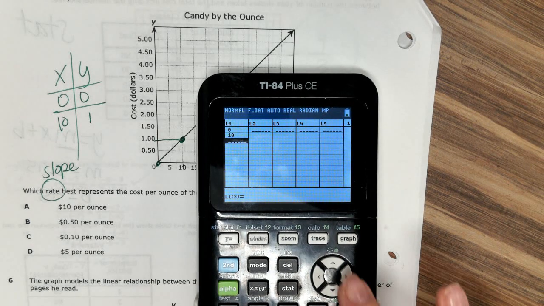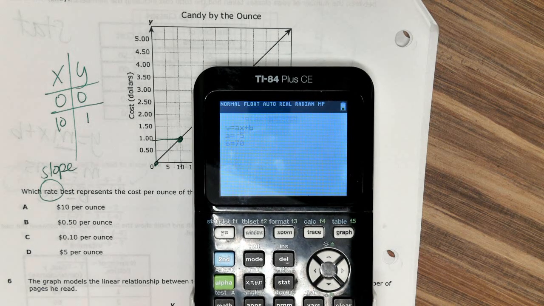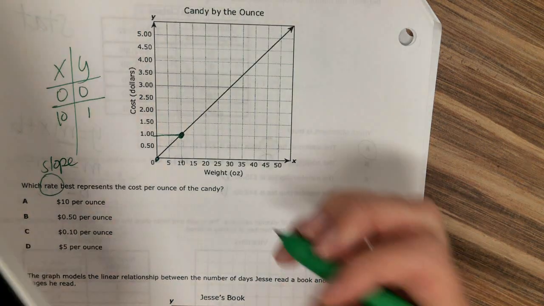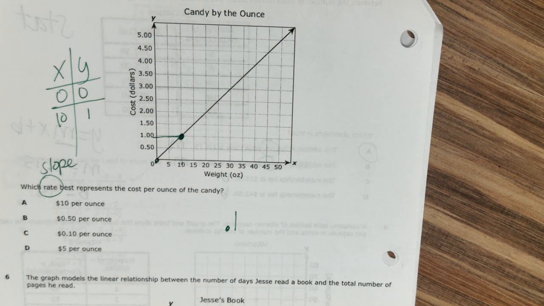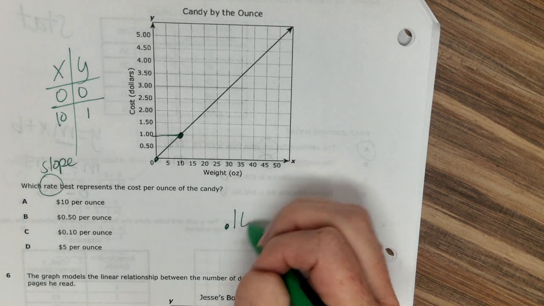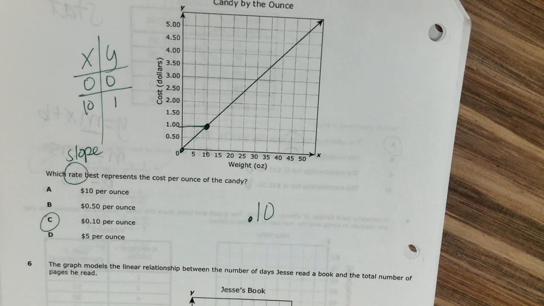0.10 and 0.1. Stat calc 4. What is the slope? 0.1. How would I write 0.1 as money? 10 cents. Remember, you can add a 0, so 10 cents was the answer.